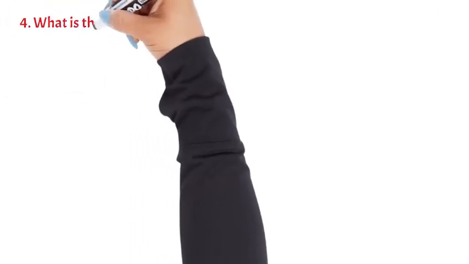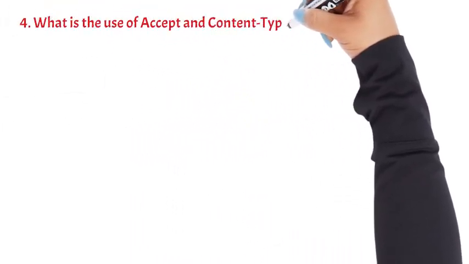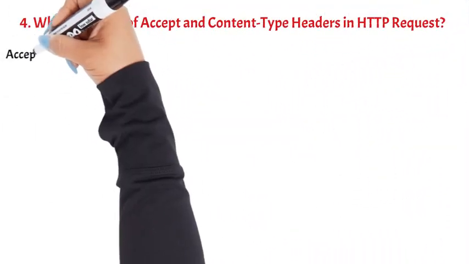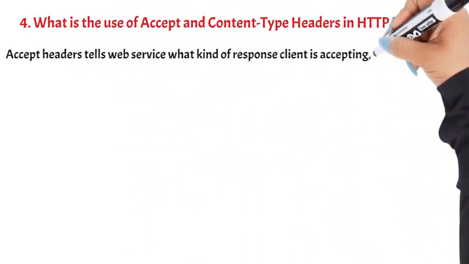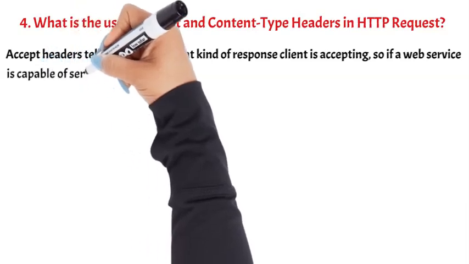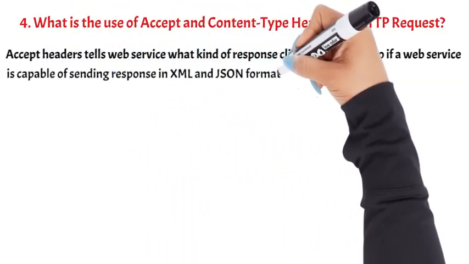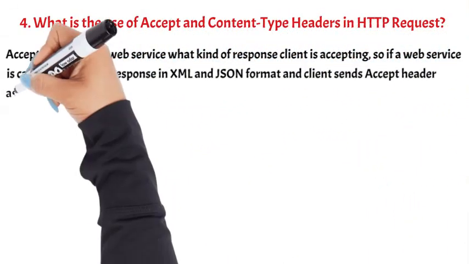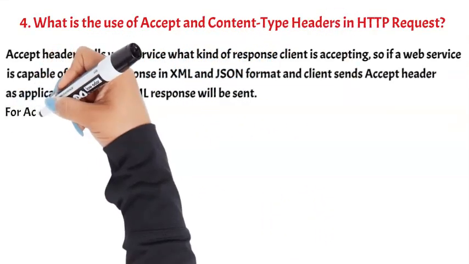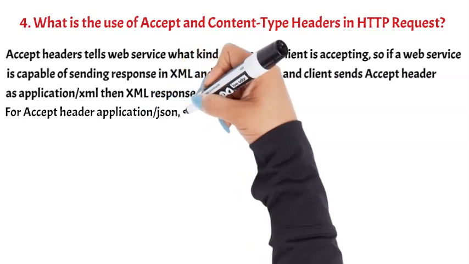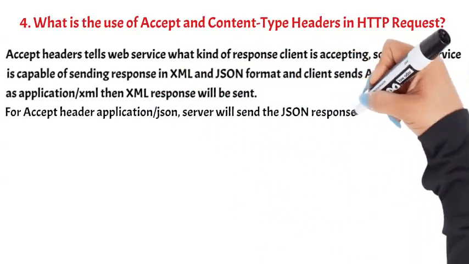4. What is the use of Accept and Content-Type headers in HTTP request? Accept header tells web service what kind of response client is accepting. So if a web service is capable of sending response in XML and JSON format, and client sends Accept header as application/XML, then XML response will be sent. For Accept header application/JSON, server will send the JSON response.